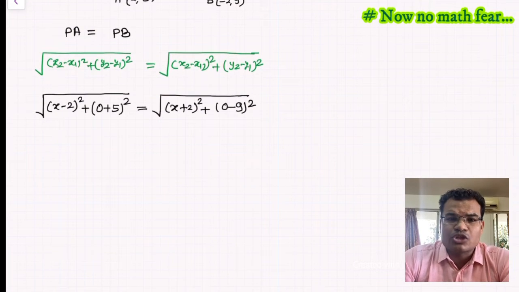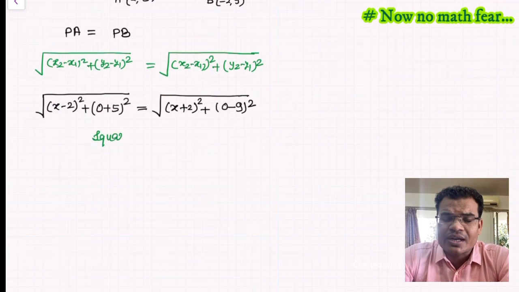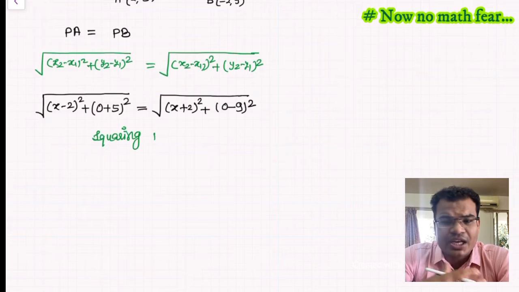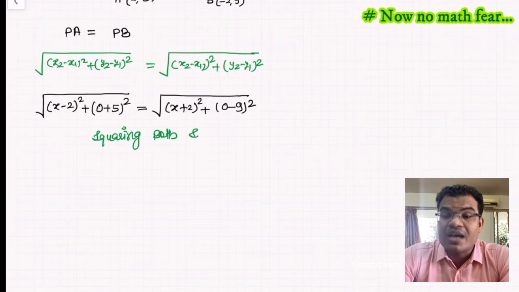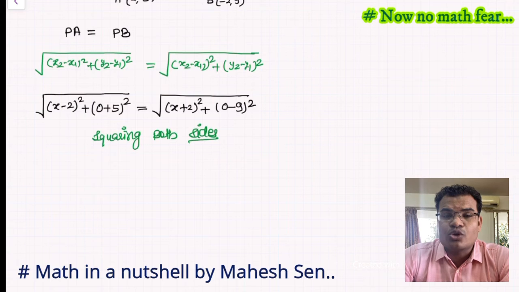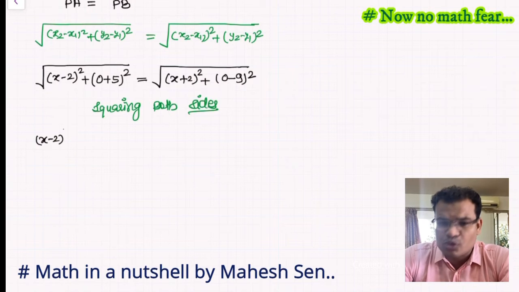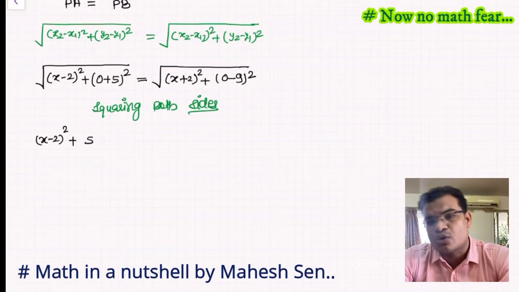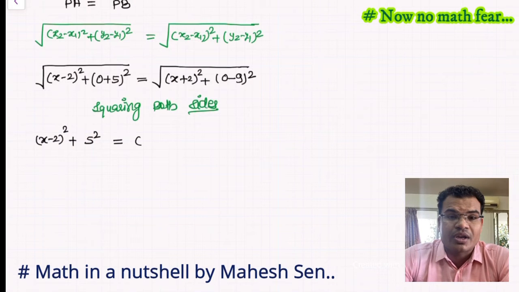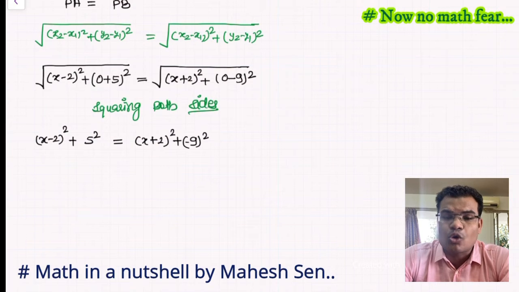So we'll solve it, and you can see the square root is on both sides. I don't want the square root, so I will write: squaring both sides. By squaring both sides I can remove the square root sign. So squaring both sides, I will write directly (x minus 2) whole square plus 5 square. I will not put the under root sign because the root cancels by squaring both sides. On the right hand side it is (x plus 2) whole square plus 9 whole square, that is minus 9 basically, so (minus 9) whole square.